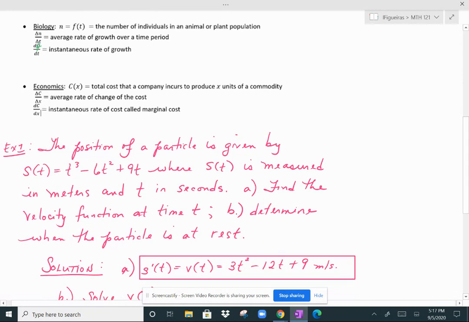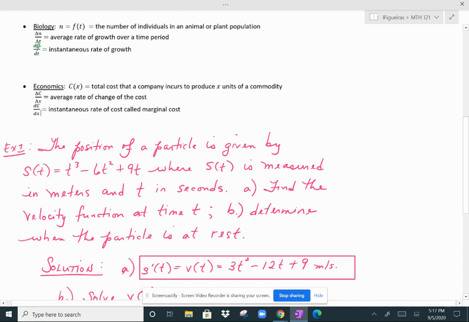The position of a particle is given by S of t equals t cubed minus 6t squared plus 9t, where S of t is measured in meters and t is in seconds. Part A, we want to find the velocity at time t, so we're looking for a general function for velocity. In part B, we want to determine when the particle is at rest.